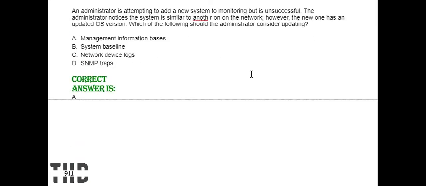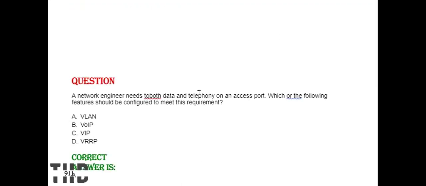An administrator is attempting to add a new system to monitoring, but it is unsuccessful. The administrator notices the system is similar to another on the network. However, the new one has an updated OS version. Which of the following should the administrator consider updating? Option A, management information bases. Option B, system baseline. Option C, network device logs. And option D, SNMP traps. The correct answer is option A.